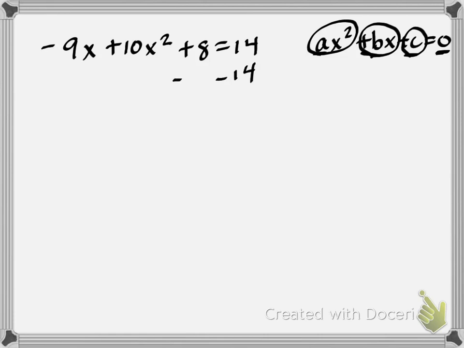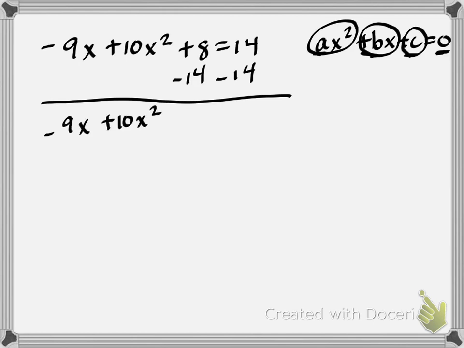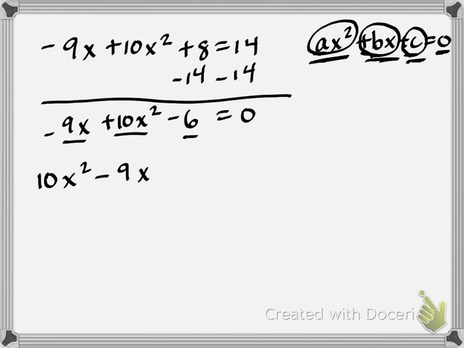So what I can do is just subtract 14 on both sides. And so we'll have negative 9x plus 10x squared minus 6 equals 0. So I got the equals 0 part. Now I want to rearrange these terms so that I have x squared, x, and then constant. So the way I would do that is I'd put 10x squared first, minus 9x minus 6 equals 0.